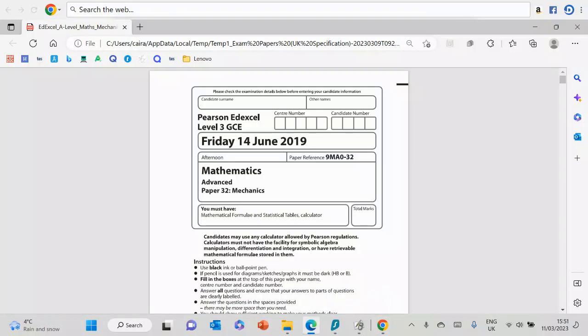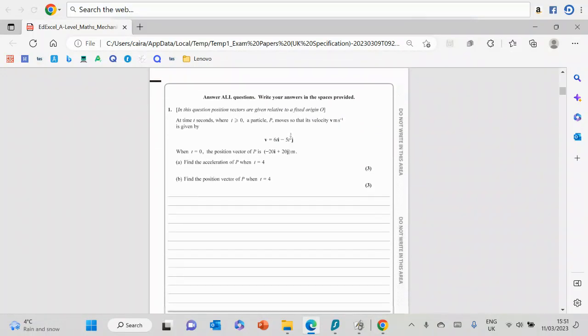Hello, everybody, once again. We're going to go through yet another paper. I'm trying to go through most of these before the exams. So this is the 2019 Mechanics paper for LMS for Edexcel. Remember, I teach Edexcel, so it probably makes a lot of sense for me to do the Edexcel papers. I suppose we'll get right on it with question one.